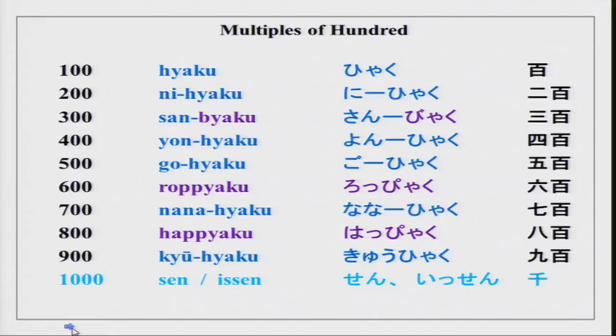So, well, now you must remember for sambyaku, for roppyaku and for hapyaku. The reading changes to byaku and pyaku respectively. Instead of hyaku, we have these other readings which we have to remember. Try to practice loudly and it will be easy.